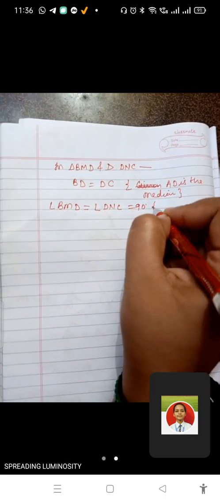Okay. The 90 degree angle is also equal. Angle BMD is equal to angle DNC is equal to 90 degrees. Reason: it is given in the figure.